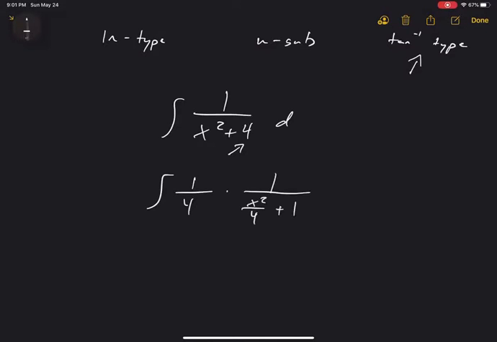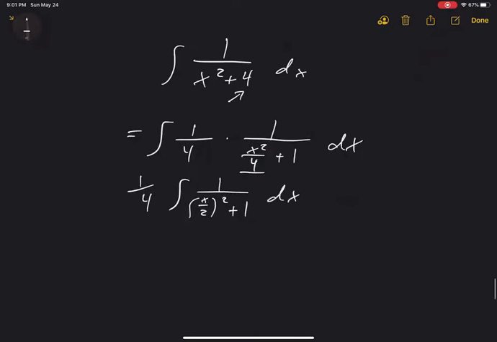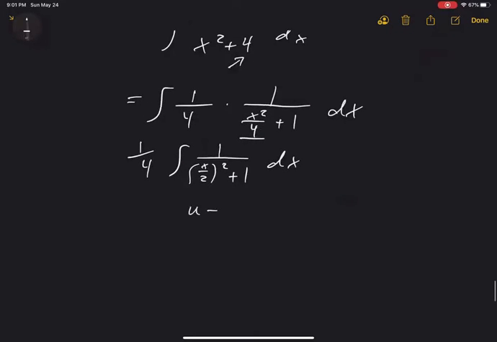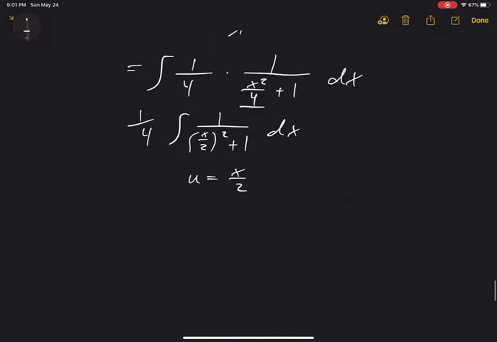Okay, these two things are equal, right? And I can bring that 1/4 outside the integral. And then this x squared over 4, I can write like this. Now do a u sub, u equals x over 2. And that should bring another constant outside. I won't go all the way through this.